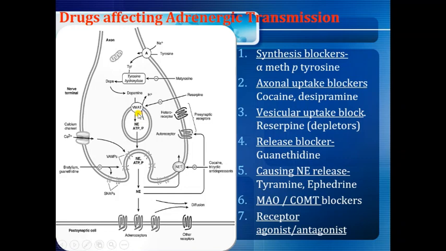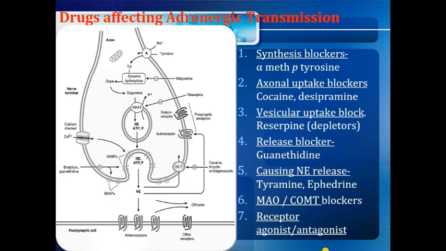Third category is vesicular monoamine transporter inhibitors, or vesicular uptake blockers, that is reserpine. Because the norepinephrine is not taken back or stored into the vesicle, it will remain in the synaptic cleft, where it is metabolized by MAO or COMT enzyme. There are certain drugs which cause inhibition of release, that is bretylium and guanethidine. There are certain drugs which will stimulate the release, that is tyramine and ephedrine.